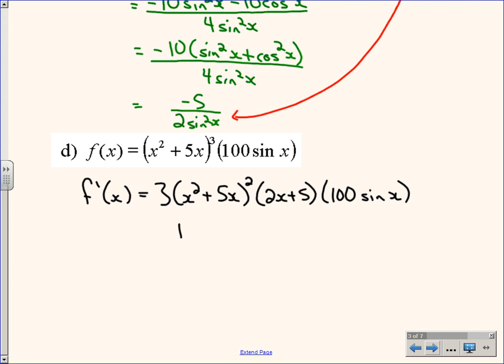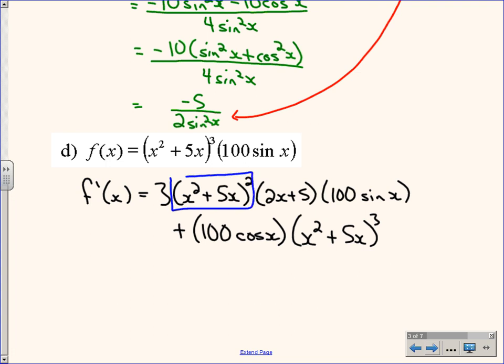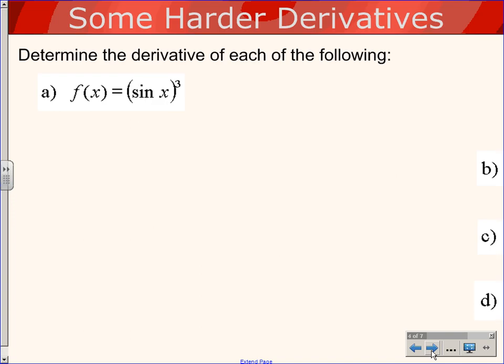I've run out of space, so I'm going to add it down here. Derivative of the first times the second is done, plus the derivative of the second, which would be 100 cos x, times the first. It would look like that. And there's not a whole lot of simplifying you could do there. Technically, you could factor out all of that and part of that, because it's squared in the first term and cubed in the second term. So there's a little bit of factoring you can do, but I'm not as worried about that just at the moment, especially with this coming up.